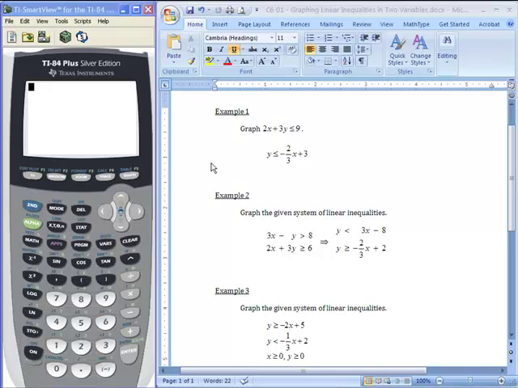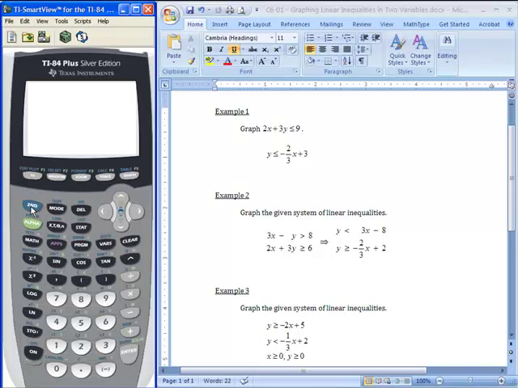So if we take a look at example 1 here, we're asked to graph the linear inequality 2x plus 3y is less than or equal to 9. Now before we can graph any kind of line or linear inequality, we first need to solve for y, as we get it into slope-intercept form. And in this case, when we do that, we end up with y is less than or equal to negative 2/3 x plus 3. So let's go into our calculator and let's graph that line.